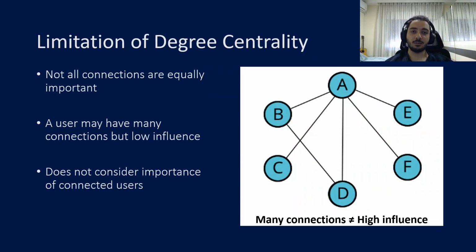Another problem is that degree centrality does not consider the importance of users you are connected to. This means that it treats all connections as equal, which is not really realistic. So, we need a more advanced method that considers both the number and the quality of these connections.